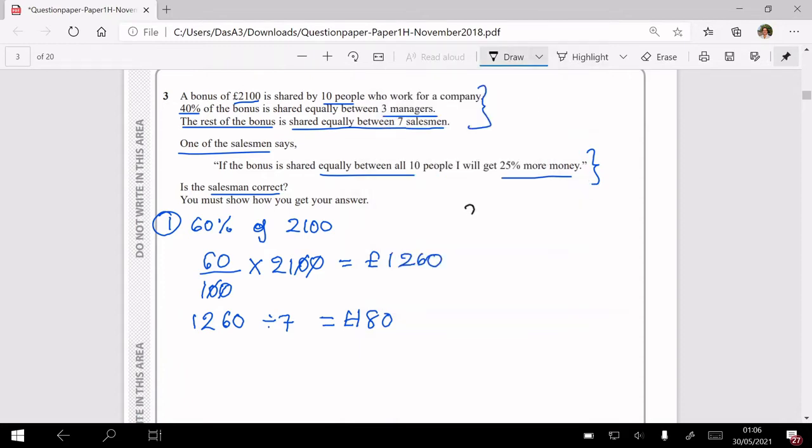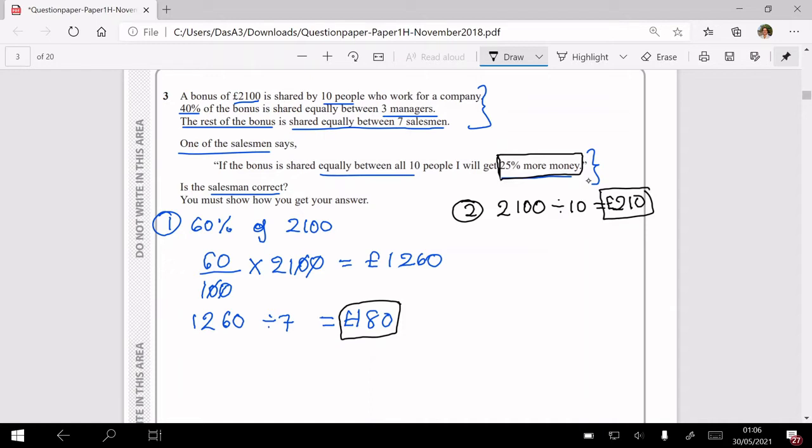Now the second scenario is when everyone gets shared equally. So that will be £2,100 divided by 10, which is £210. So in the first scenario, the salesman gets 180. In the second scenario, the salesman gets 210. But now we need to compare it. We need to see if it's 25% or more.